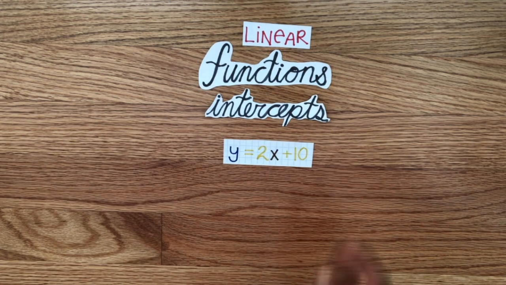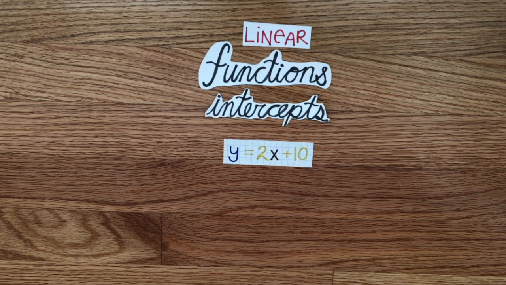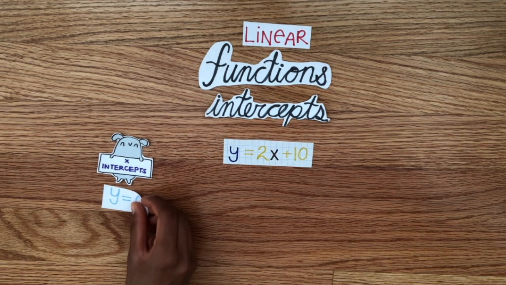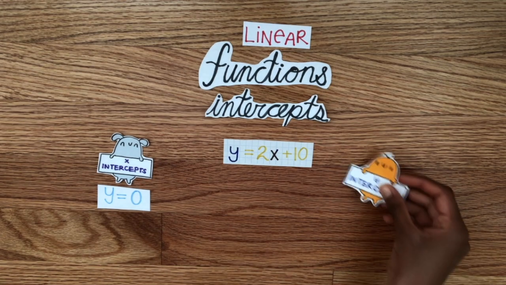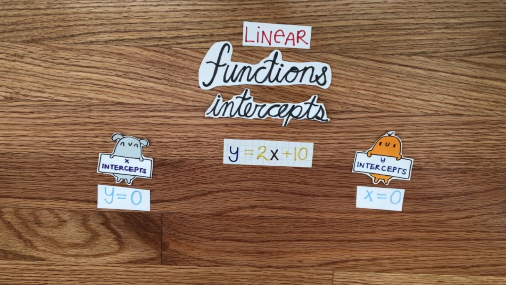Now, back to intercepts. What if we had an equation instead? How can we figure out the intercepts? Well, remember, we know that every x-intercept has a y value of 0, and every y-intercept has an x value of 0. So if we have an equation like this, all we have to do is plug in 0 and figure out what the other coordinate would be.